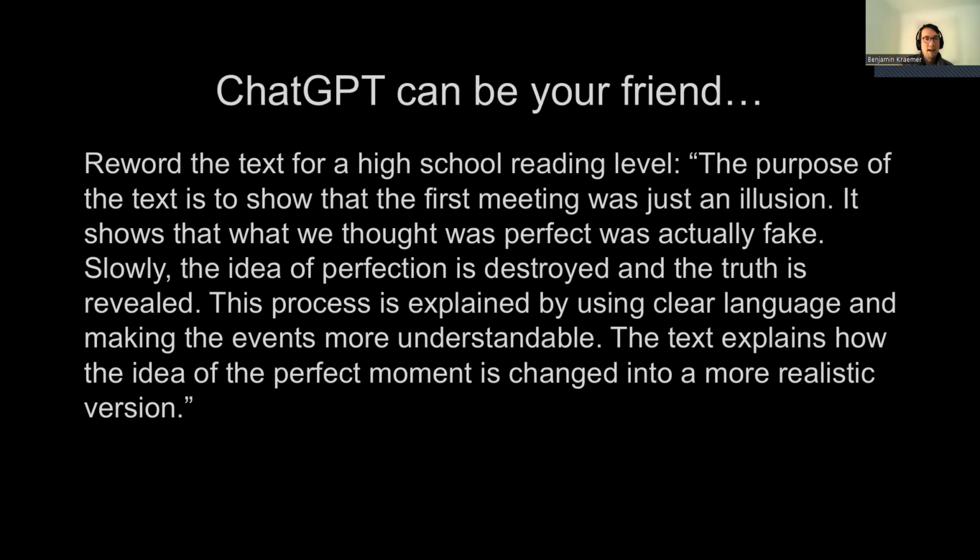The purpose of the text is to show that the first meeting was just an illusion. It shows that what we thought was perfect was actually fake. Slowly, the idea of perfection is destroyed and the truth is revealed. This process is explained by using clear language and making the events more understandable. The text explains how the idea of the perfect moment is changed into a more realistic version. So now, at least this version is not perfect, but a little bit more understandable than the previous slide.